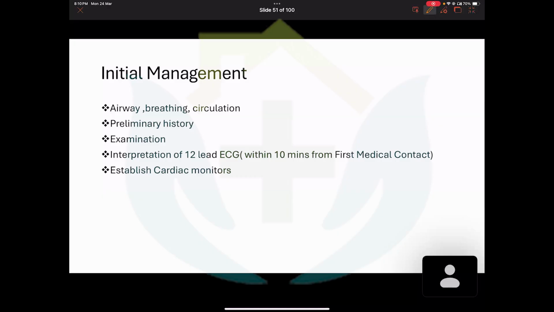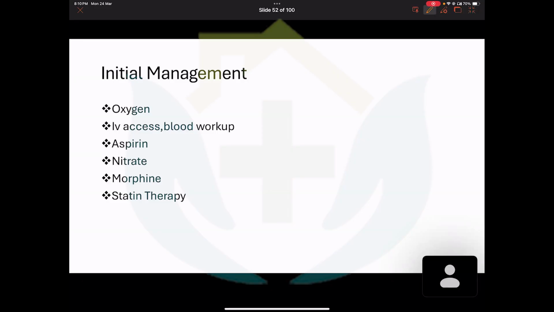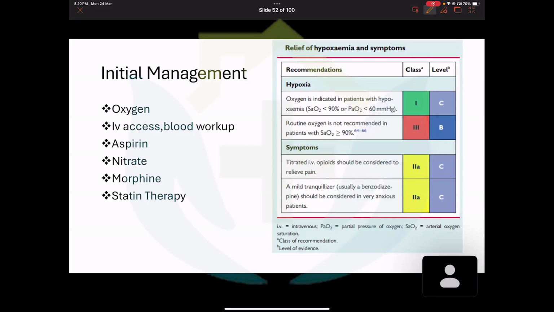So initial management, as always, is the ABC, history, examination, ECG and cardiac monitoring, and the biomarkers you have done. So what next? Next is oxygen. When do you need to give oxygen? We need to give oxygen if the saturation is less than 90%, or if the PaO2 is less than 60. So these are the cutoffs.